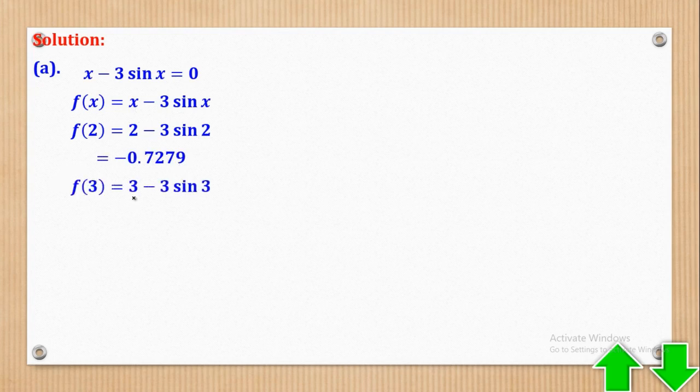What about f(3)? f(3) means that where there is x, you substitute 3. The calculator still has to be in radians, so when the calculator is in radians, you'll be able to get 2.5766.